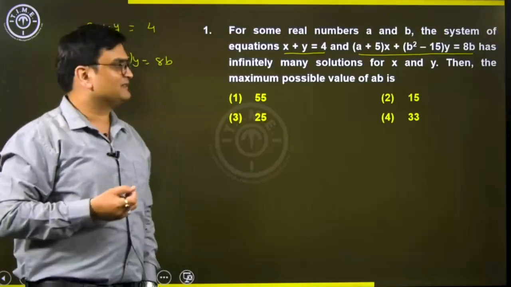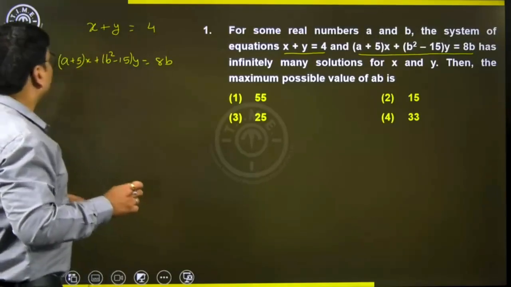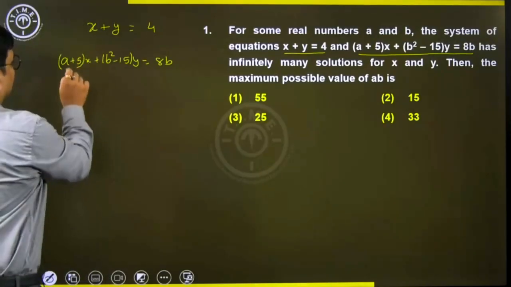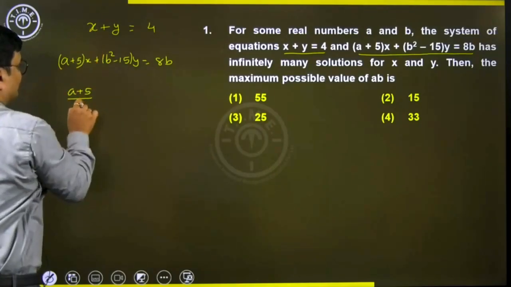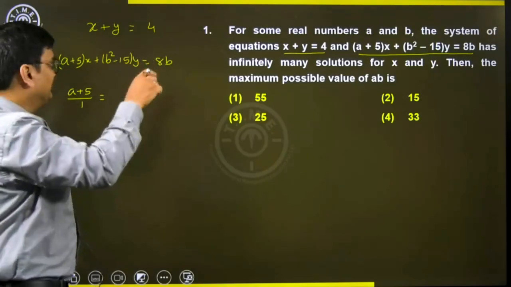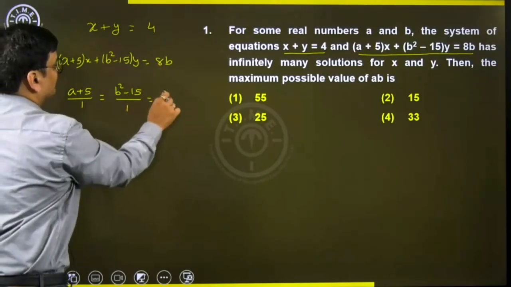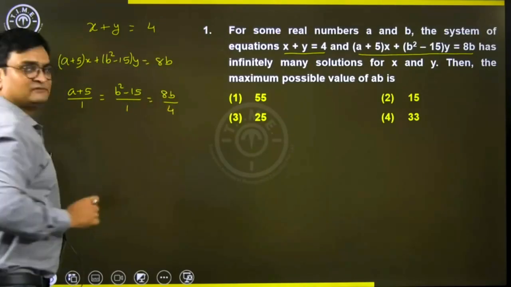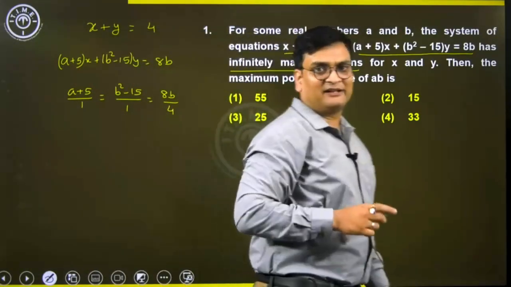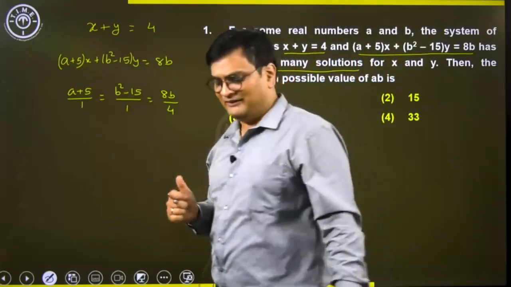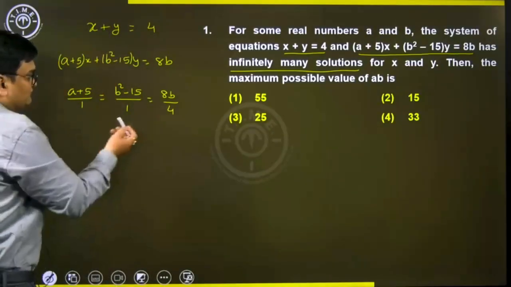So we have a condition for that. What is the condition for the equations with infinite solutions? The ratio of x coefficients, that is a plus 5 divided by the coefficient of x here, should be equal to the ratio of coefficients of y, which is b square minus 15 by 1 here. This should be equal to 8b here and 4 here. So this is the condition which will give us infinitely many solutions for x and y. And remember that a and b are real numbers, so that means if I deal with a square or b square, it will have to be non-negative. Let's try to solve for a and b here.